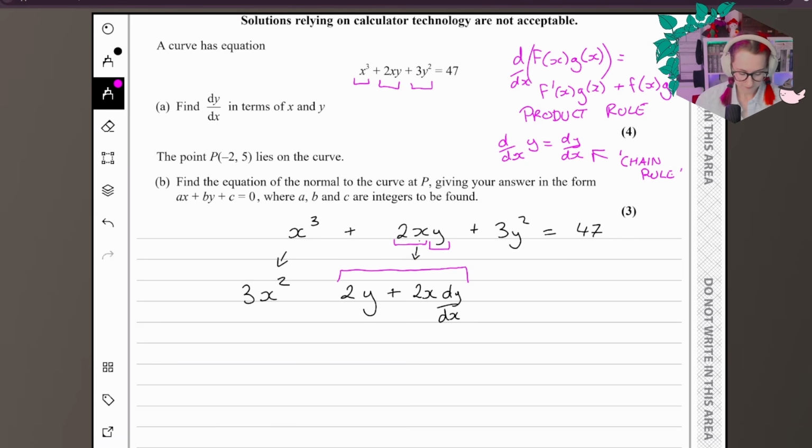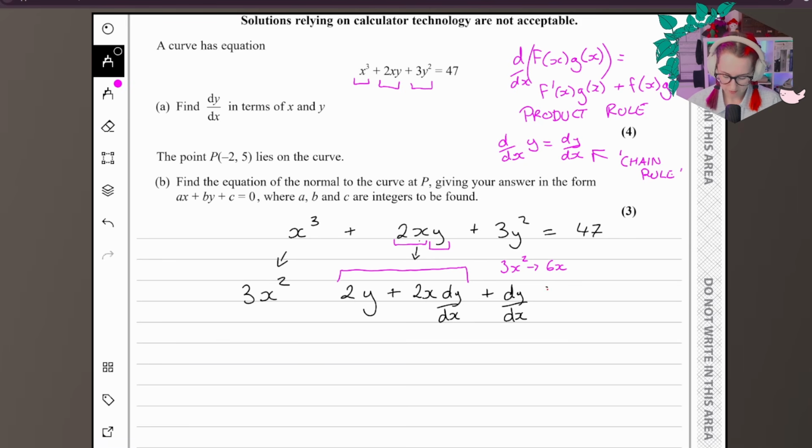The 3y squared, we're going to have a dy/dx because we're differentiating a function of y now. So we need to multiply by dy/dx. And then we treat this as if it was an x. So if this was 3x squared, it would go to 6x. The power of 2 comes down, multiply out, power 2 goes to power of 1. So this then becomes 6y. And then the 47 is a constant, and constants differentiated go to 0.